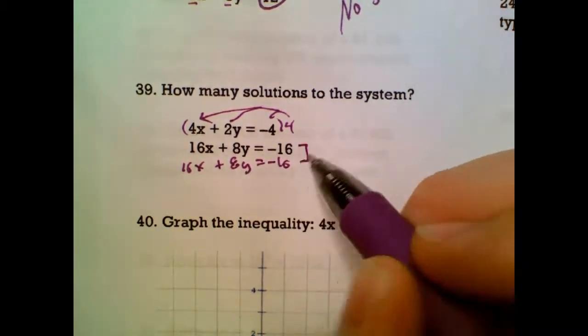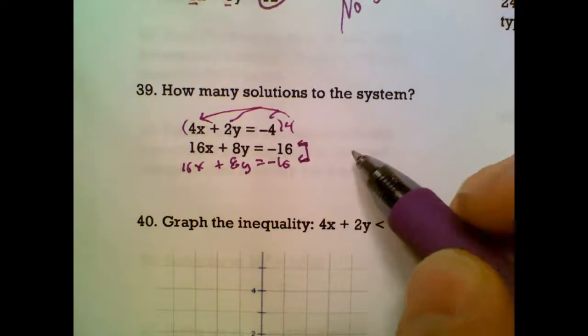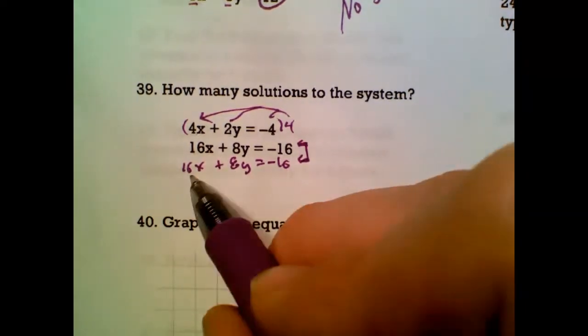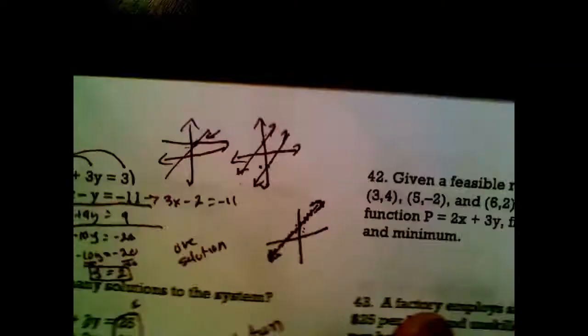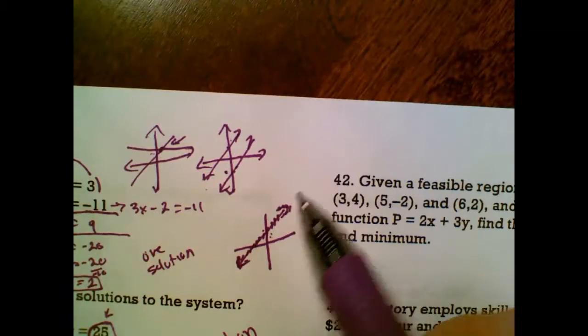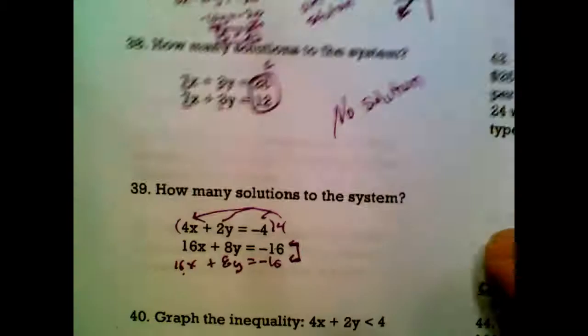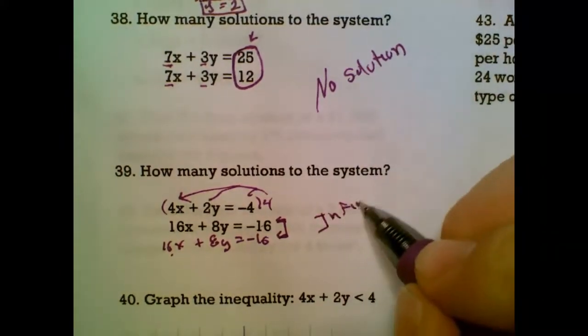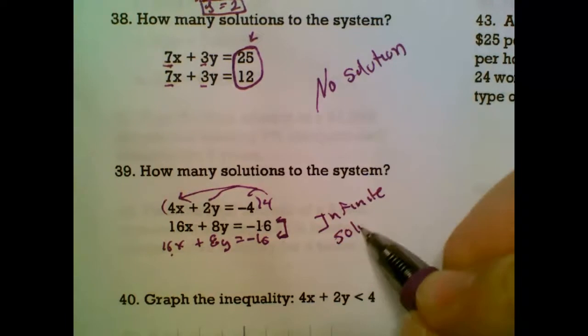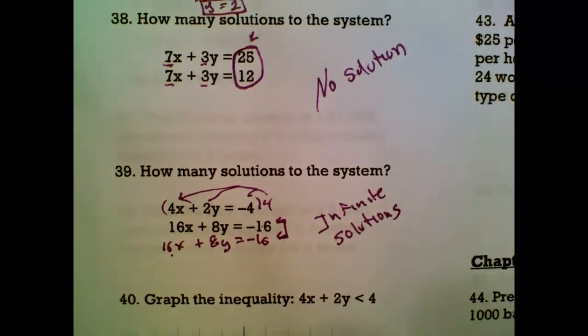Okay, what do you notice about these two equations right here and here? Well, they're the same. They're identical equations. 16x, 16x, 8y, 8y, negative 16, negative 16. If you have the same equations, what you really have is one line right on top of the other line. So in this situation, there are infinite solutions. Okay.